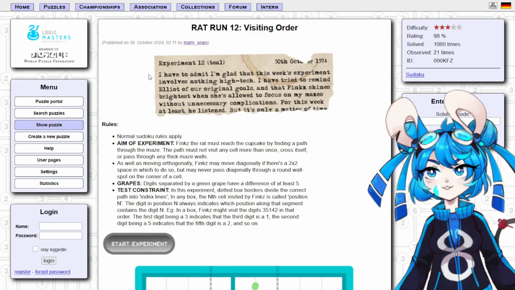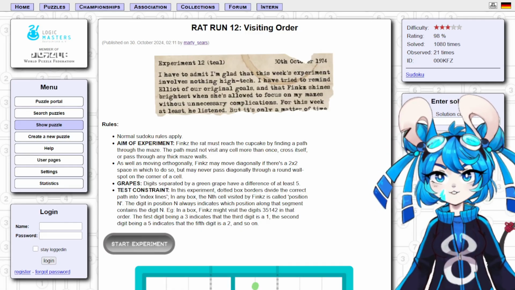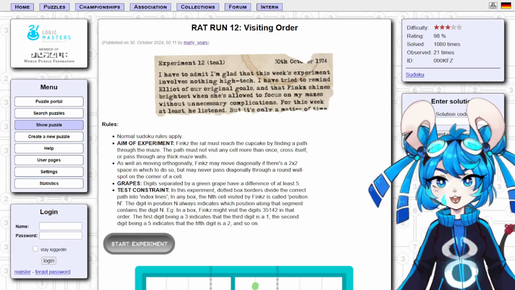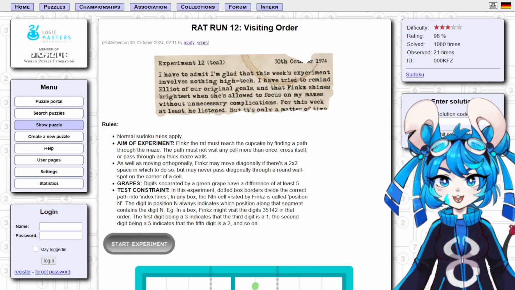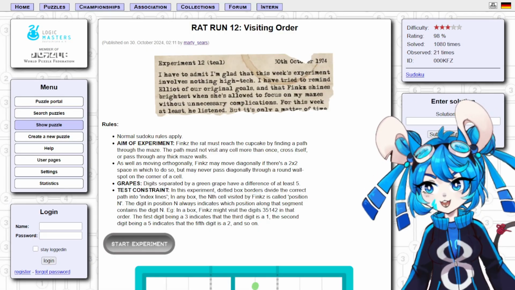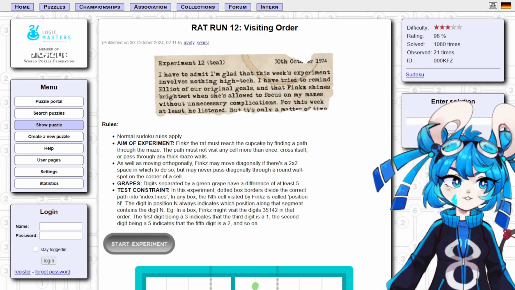Experiment 12, Teal, 30th of October, 1974. I have to admit, I'm glad that this week's experiment involves nothing high-tech. I've tried to remind Elliot of our original goals, and that Sphinx shines brightest when she's allowed to focus on my mazes without unnecessary complications. For this week at least, he listened, but it's only a matter of time.